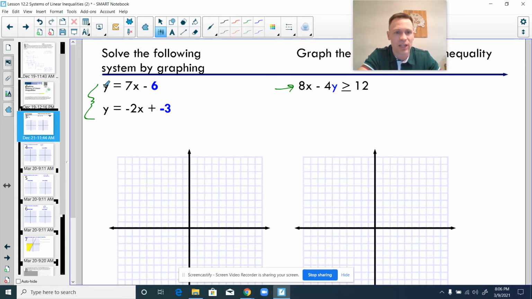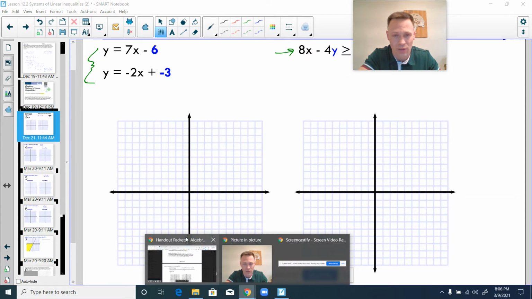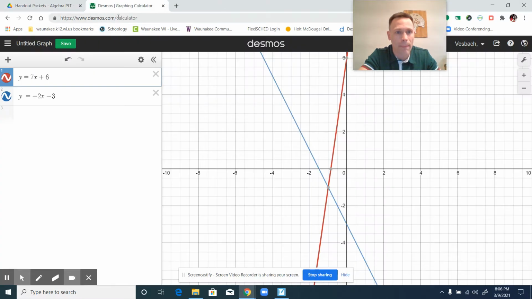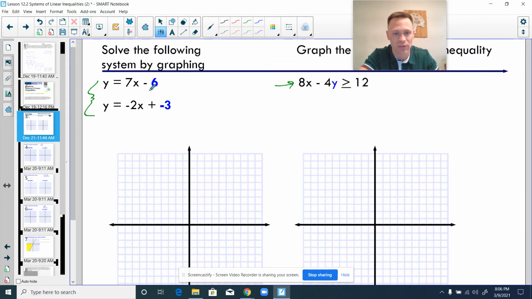So my first line is y equals 7x minus 6. Minus 6 is the number that's all by itself. This is in slope-intercept form, and so the number that's all by itself is the y-intercept. So negative 6, 1, 2, 3, 4, 5, 6. And then my slope of 7x. Actually, I think I messed this up. Yes, I did. So here's what we've got to do. It's not negative 6, it's going to be positive 6. So we're going to change this to positive 6.